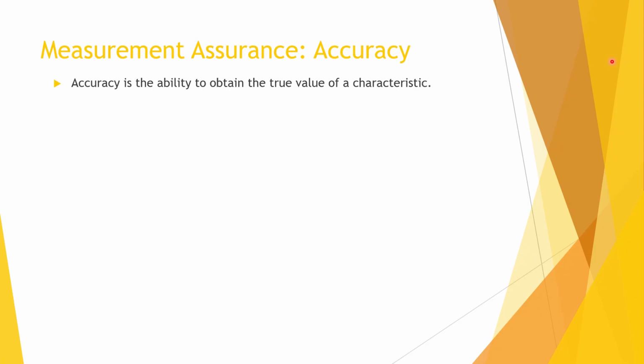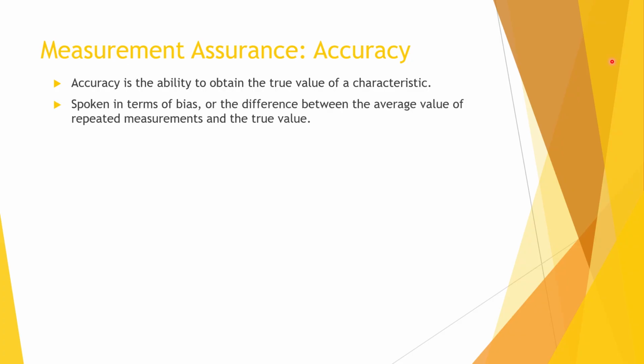Accuracy is the ability to obtain the true value of a characteristic. Spoken in terms of bias, or the difference between the average value of repeated measurements and the true value. I often tell students when it comes to bias, it's the true value minus the observed value, right? Or in other words, the true value minus the number you come up with when you measured it yourself, right? Because there is measurement error.